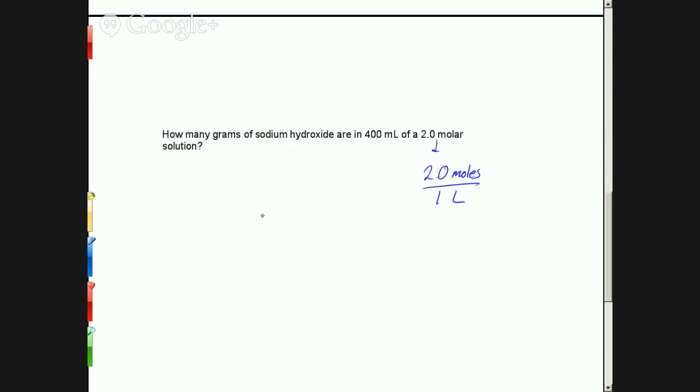All right, so anyway, that means we're going to have 0.4 liters times 2 moles per 1 liter, which means that we're going to have 0.800 moles. Now what's the formula for sodium hydroxide? NaOH, right? Hydroxide is one of those polyatomic ions, OH, 1 minus. Make sure you review those. Okay, so 0.8 moles NaOH, and now we need grams per mole.